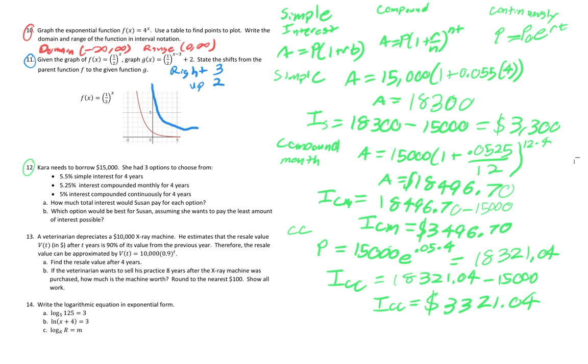And then now we want to know which option is best for Suzanne, assuming that she wants to pay the least amount of interest possible. Well, we're going to look at each of our interests and determine which one was the smallest. So that's going to be our simple interest, because it's 3,300, which is smaller than 3,321 and 3,400. So our simple interest is smallest, which is our best for Suzanne.